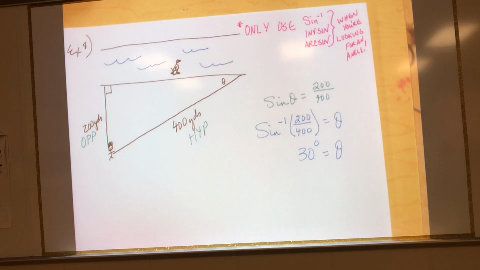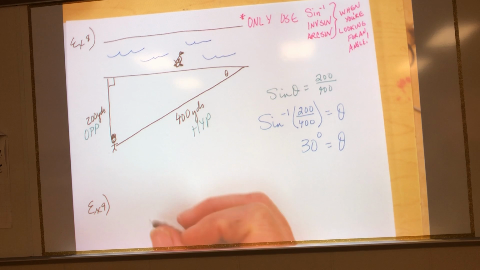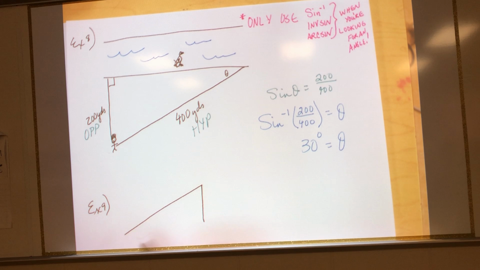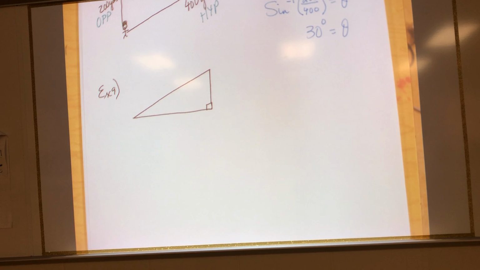All right, here we go. Last one. Example 9. Example 9 is like a skateboard ramp, so I'm going to draw my skateboard ramp. It doesn't say anything, it just gives you a picture, so I'll tell you. My skateboard ramp is 4 feet tall. Does everybody know where the 4 goes? Right side.